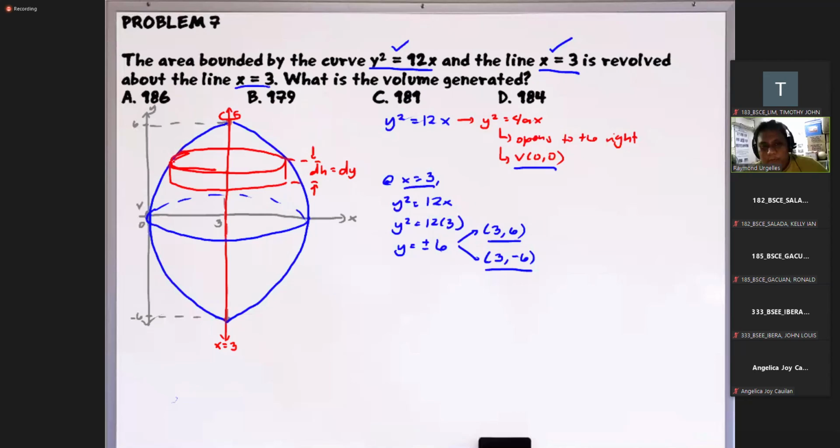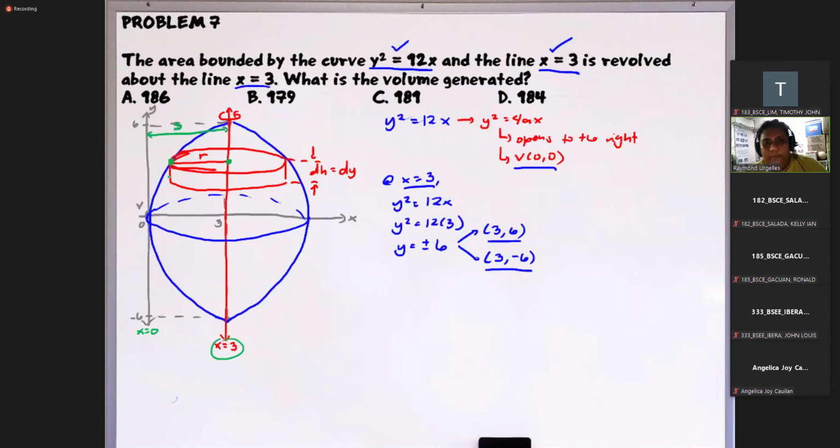As for the radius of the disk, it is just the distance between our point on the parabola and the point on the axis of revolution. Since it is a vertical line, the distance from the y-axis, where x is 0, to the axis of revolution is 3 units.